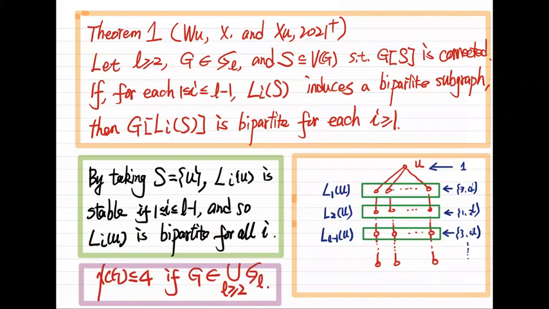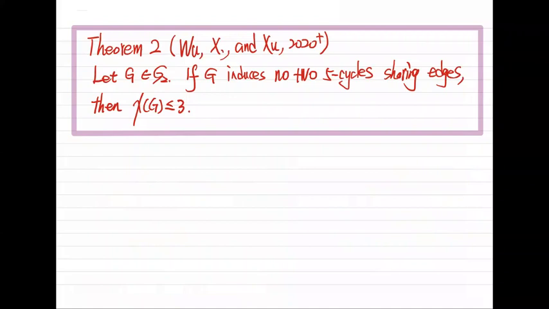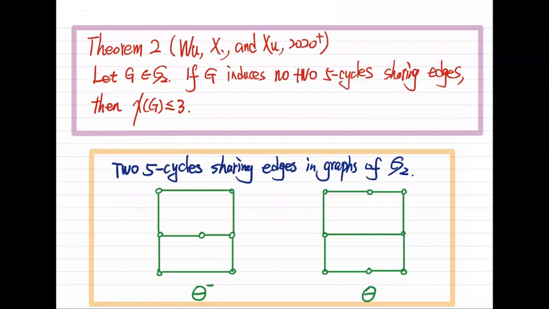Here is our second theorem. Answering the third question conditionally, we proved that if a graph G in the family G_2 induces no two five cycles sharing edges, then it is three colorable. Here below are the two configurations of two 5-cycles sharing edges in graphs of G_2. We define them as theta minus and theta respectively. Two 5-cycles sharing exactly two edges is the configuration theta minus, and two 5-cycles sharing exactly one edge is the configuration theta.